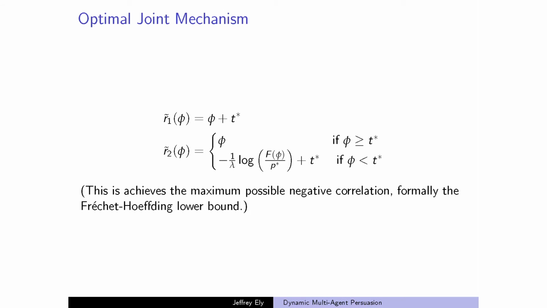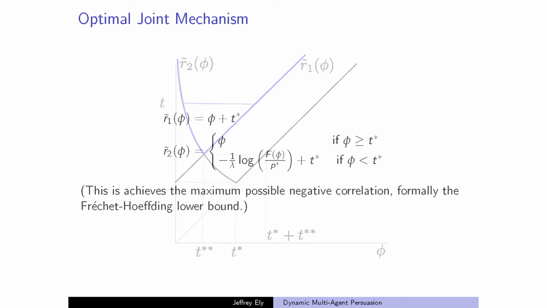Here is a summary of the mechanism, and I'm going to describe it in direct revelation terms. This is the time at which the principal tells the agents to withdraw. Agent 1 runs at a time t star after the date at which the state changes. Agent 2 runs exactly when the state changes, if that happens after t star, and according to this formula if the state changed before t star.